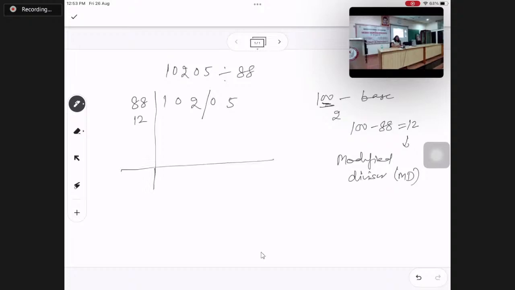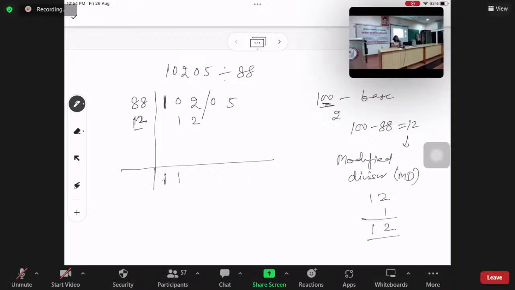This is a useful method. Now, whatever the first number is, you write it as it is. This is 1, we write it here. Then we keep on multiplying this quotient number with the modified divisor, digit wise, not 12 into 1. This is 1 into 1 is 1, 1 into 2 is 2. In this way we write: you write 1, 2 under this, 1 into 1, 1 into 2, like this, separately. Now 0 plus 1 is 1. So this is the next quotient number.